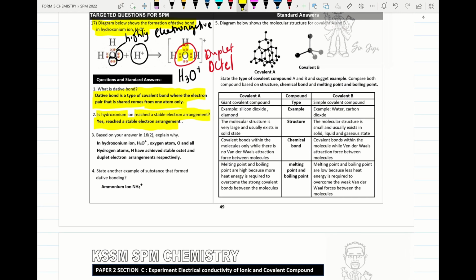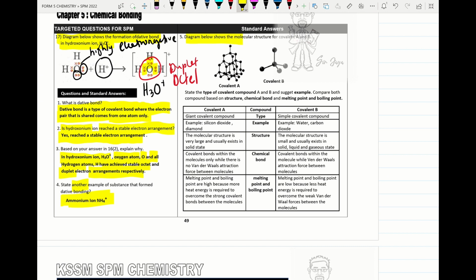Based on your answer in 16.2, explain your reason. In the hydroxonium ion, the oxygen atom and all the hydrogen atoms have achieved stable octet and duplet electron arrangement respectively. State another example of a substance that forms dative bonding. Please remember ammonium ion. Here the diagram below shows the molecular formula of covalent compound A and compound B, and this is known as giant covalent compound.